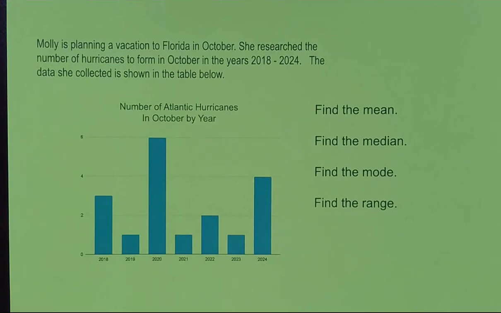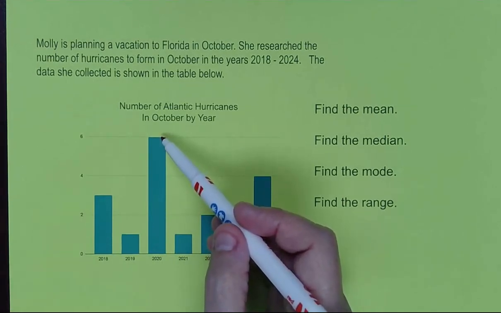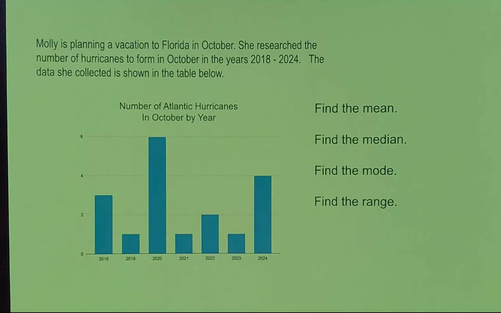One of the mistakes that students make when they're given a bar graph, if they're asked to find the mode, is they automatically look for the most, the 6, and say that 6 is the mode. But 6 isn't the mode because the mode doesn't represent the highest number. The mode represents the number that repeats the most. So let's list our data and see if we can figure out the mean, median, mode, and range.